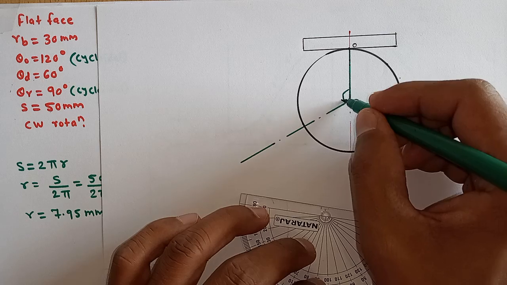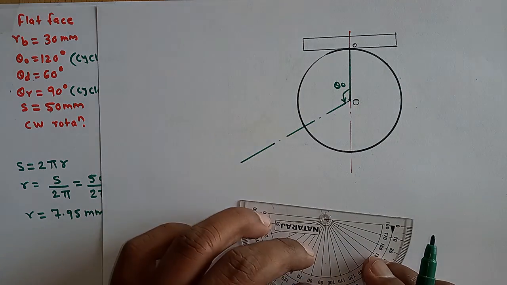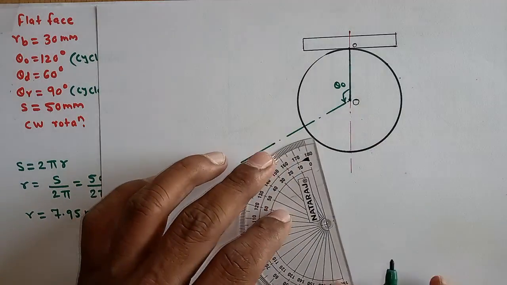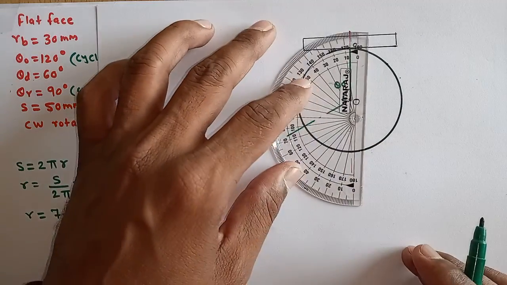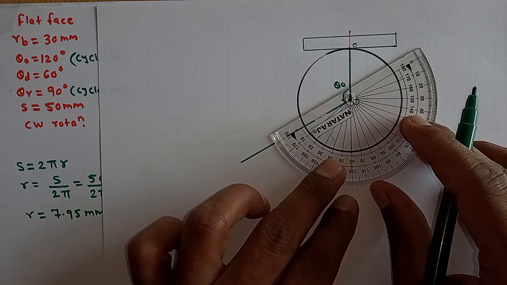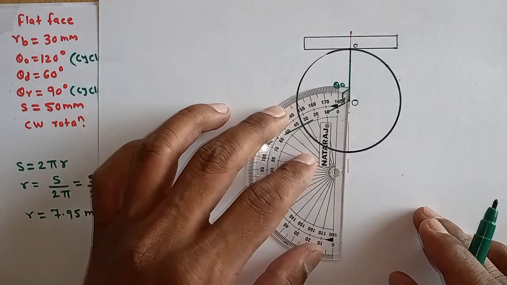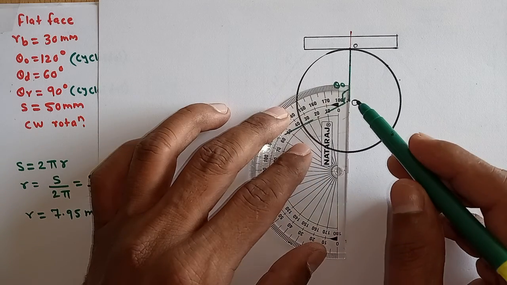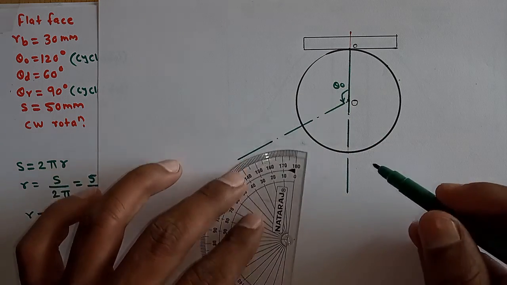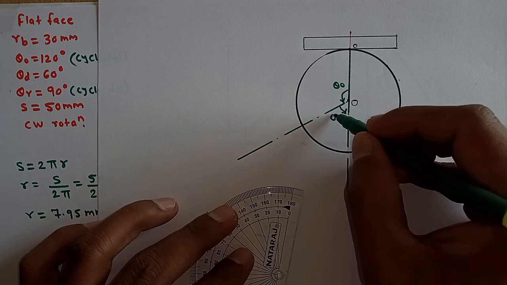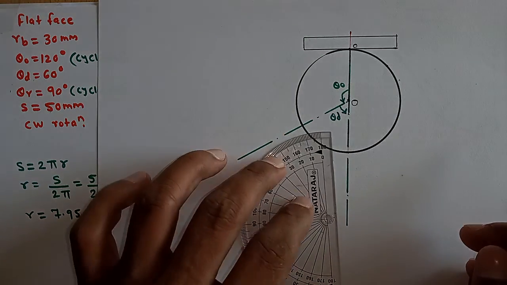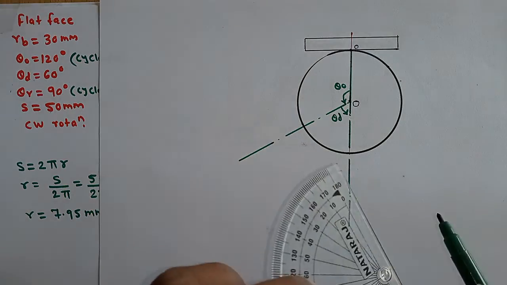So first angle is 120 degrees, theta O 120. Next is 60 degrees. So it will be exactly on the vertical axis. So this is theta D, dwell period or dwell angle. Next is 90 degrees of return stroke.